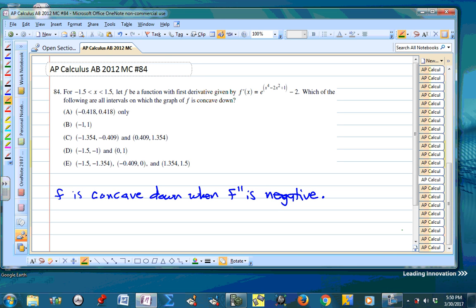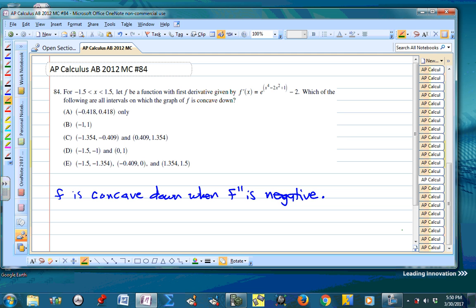In problem number 84, we're given a function's derivative, f prime, and we're asked to find on which interval or intervals the graph of f is concave down. So remember that if f is concave down, then f prime prime is going to be negative.